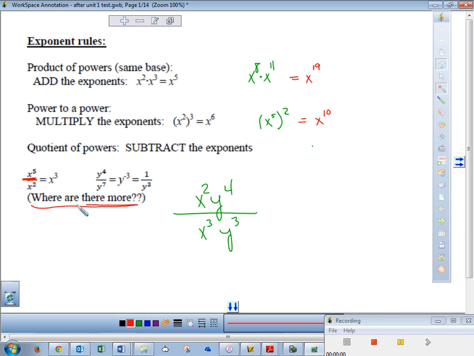I've always played "where are there more." You've got 5 x's upstairs and 2 x's downstairs. Don't you have 3 more x's upstairs? So you got x to the 3rd over 1, if you will, because there's more upstairs.